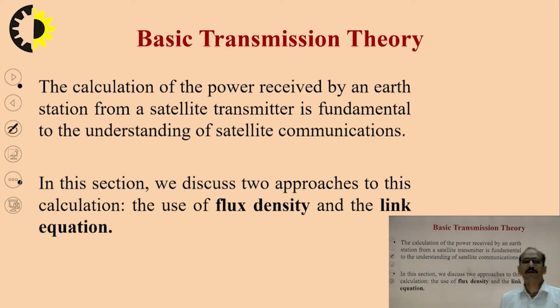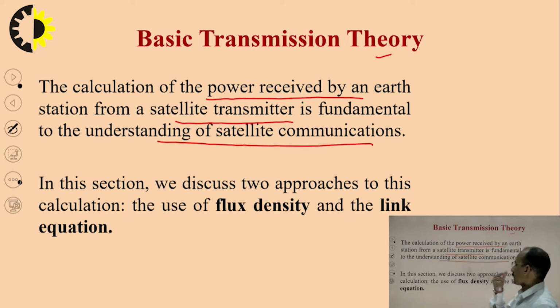When we are talking about satellite communication, we have to start with the basic transmission theory, that is, how you are going to transmit the data from the earth station to the satellite. Basically, this transmission theory is about the antenna and antenna designing. The calculation of the power received by an earth station from a satellite transmitter is fundamental to understanding satellite communication. Your satellite is sending some power in the form of a signal, and that signal is received by the earth station. So that calculation is related to the understanding of satellite communication.